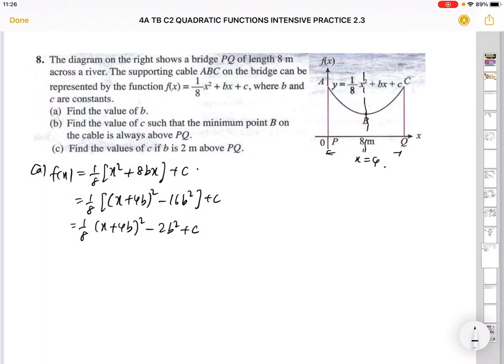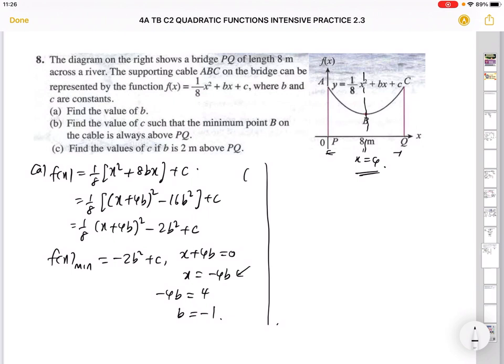Now I know my maximum value. Okay, maybe I say my minimum value here is minus 2b squared plus c. It only happens when the one inside the bracket is 0, x is negative 4b. So by comparing my axis of symmetry from the graph, which is 4, with the axis of symmetry from the equation, which is negative 4b, I got b to be negative 1. Now they say find a value of c such that the minimum point B on the cable is always above PQ. Now if it's always above PQ, your minimum value here must always be more than 0.